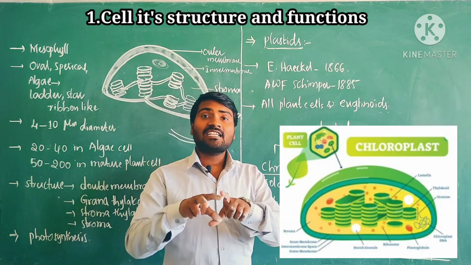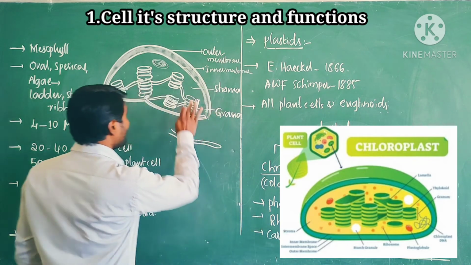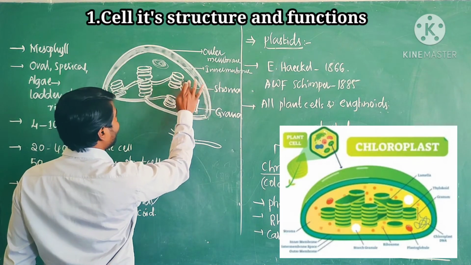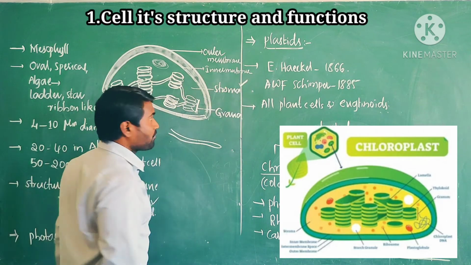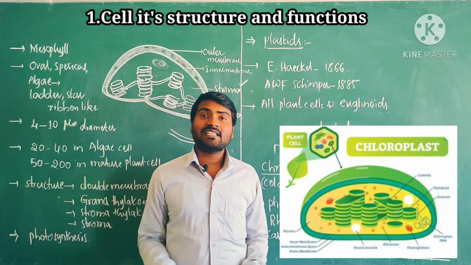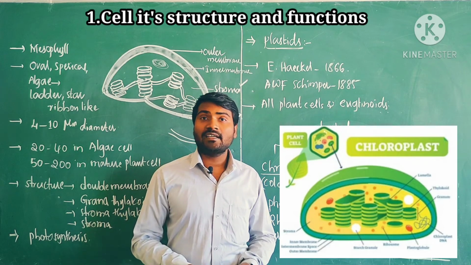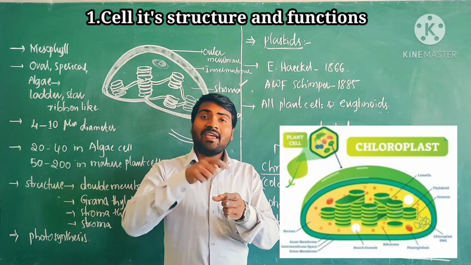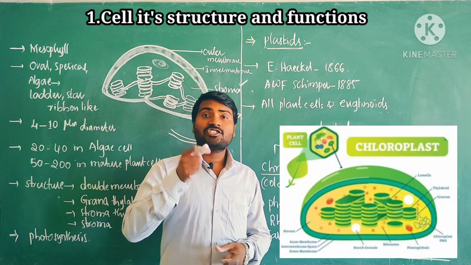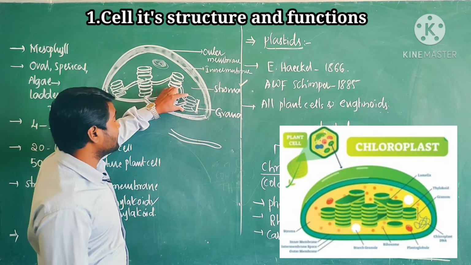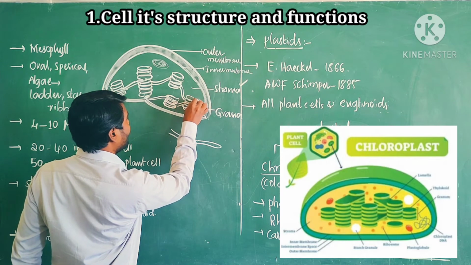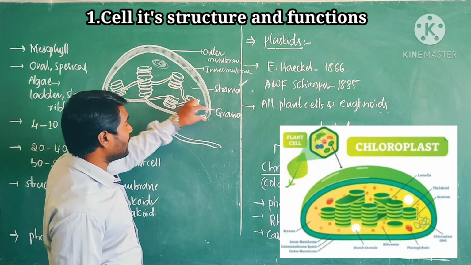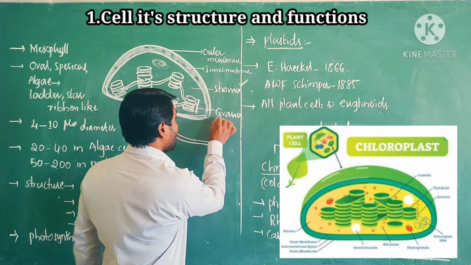The stroma is nothing but a matrix space, the fluid-filled space. If thylakoids are present in the stroma, they are called stroma thylakoids. If thylakoids form a pile, like a bunch, this is the region we can see. These are all thylakoid membranes, a group of thylakoid membranes. Such a group of thylakoid membranes is known as grana.